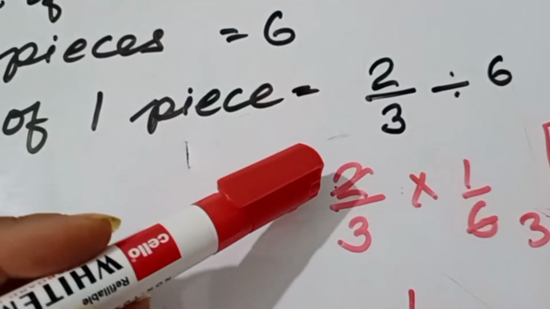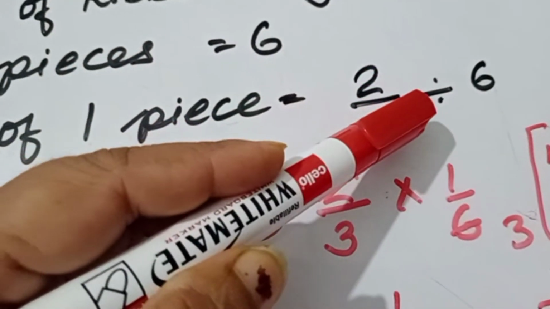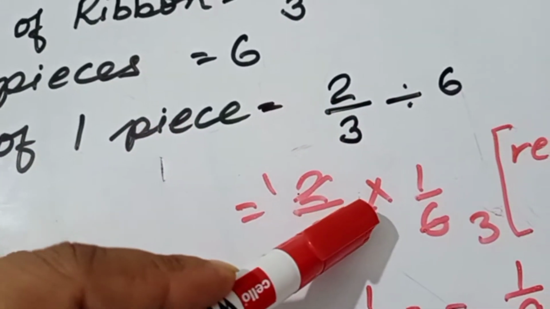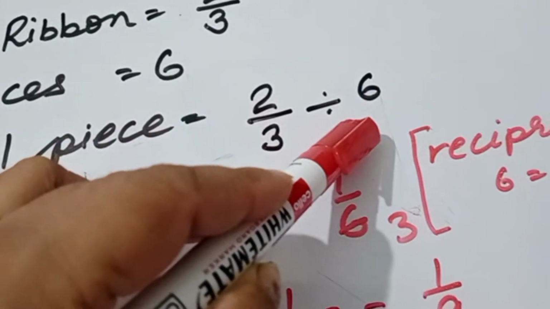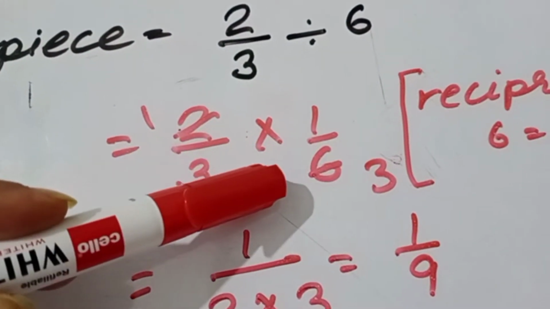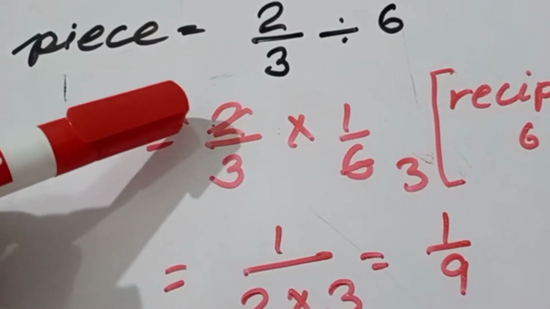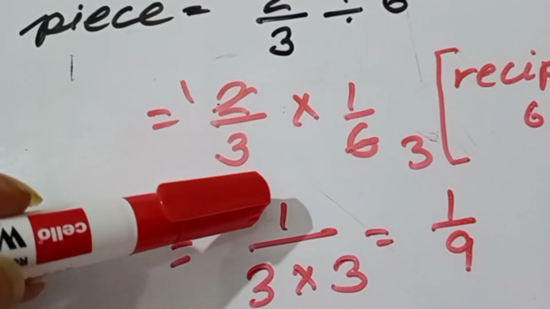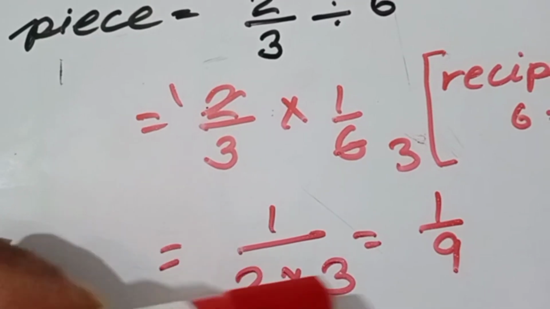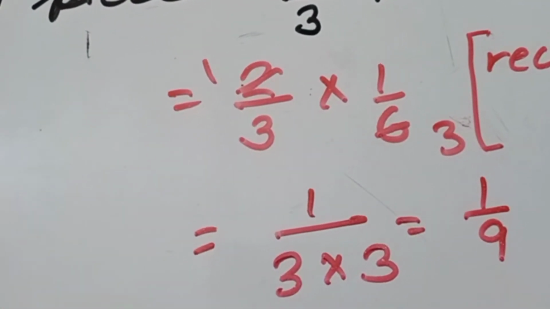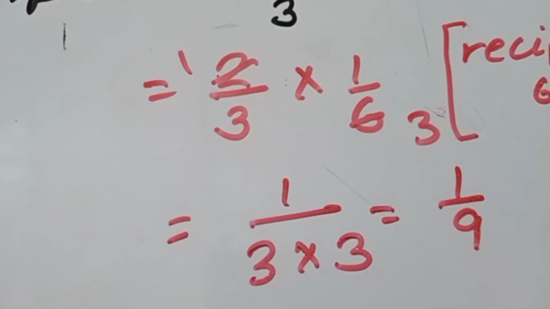So how to divide 2 by 3 by 6? This division symbol we will convert into multiplication, and reciprocal of 6 is 1 by 6. So here 1 by 6. 2 times 1 is 2. 3 times 6 is 18. So we have 1, 3 into 3. So that is 1 by 9. Therefore, the length of 1 piece of ribbon is 1 by 9.